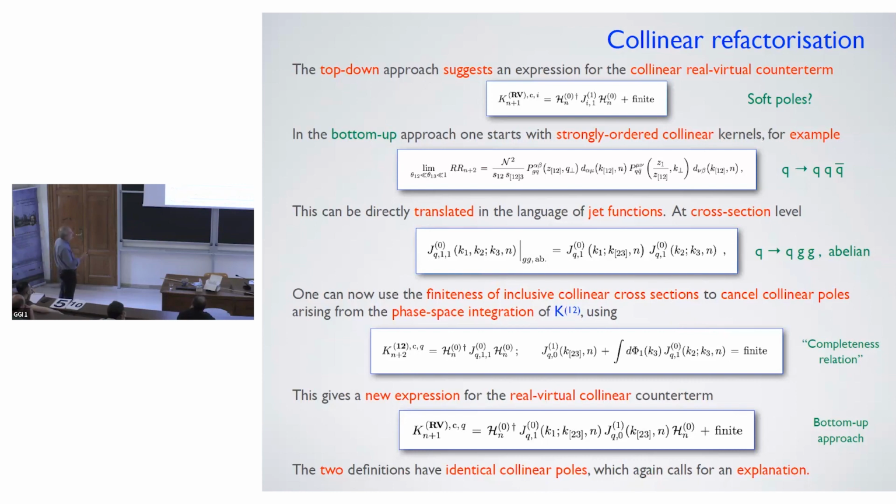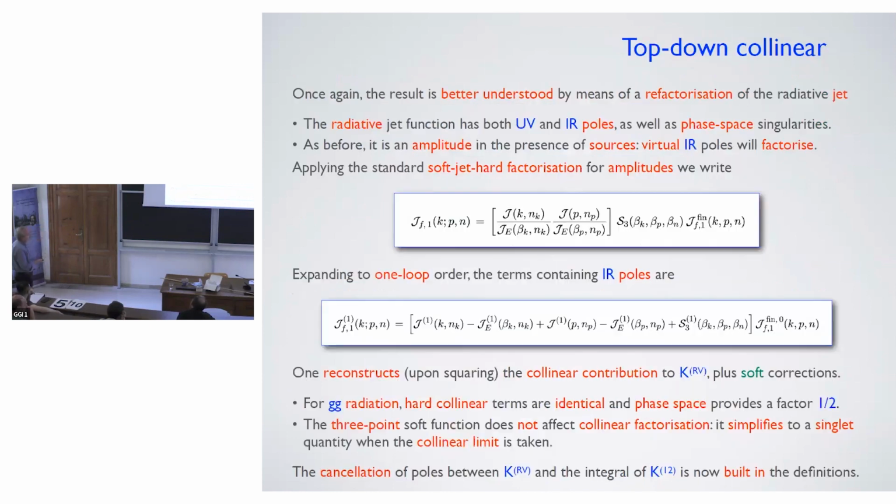And then again, you ask yourself, how are they related? And they have the same collinear poles, but they differ in the soft sector. And if you do the refactorization game that I just discussed, then indeed you get a difference, which is a soft function with 3 legs, because you have the gauge Wilson line, the Wilson line associated with the particle that you started with, and the Wilson line associated with the radiation. One does not need to worry about collinear factorization, because this you need to take in the collinear limit, and the soft function becomes a singlet. So it's not actually a matrix.